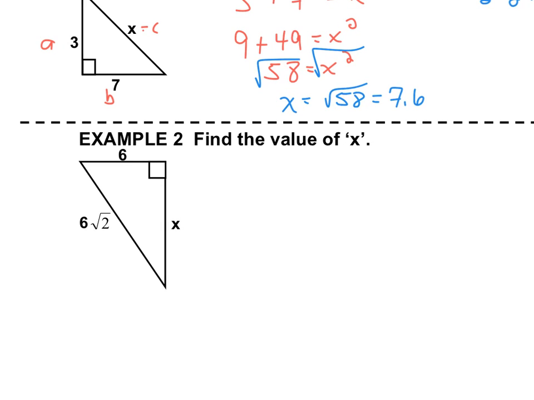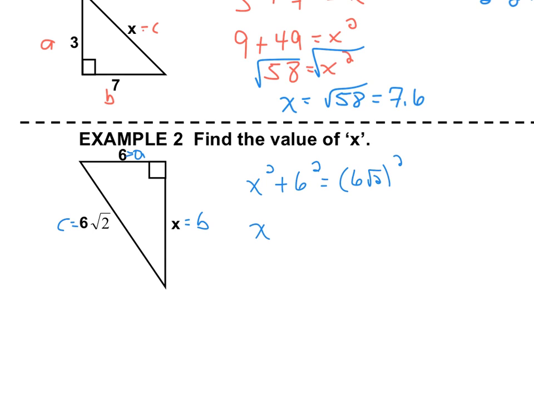Now, this is a little bit different. We have our hypotenuse, so I know what C is, and we have one of the legs. I'm going to call it A. This time, we're going to be looking for B. So I'm going to have X squared, or A, we can put it wherever we want, sorry. X squared plus 6 squared equals, and guys, put this in parentheses, 6 square roots of 2 squared. And that may be a little bit new.